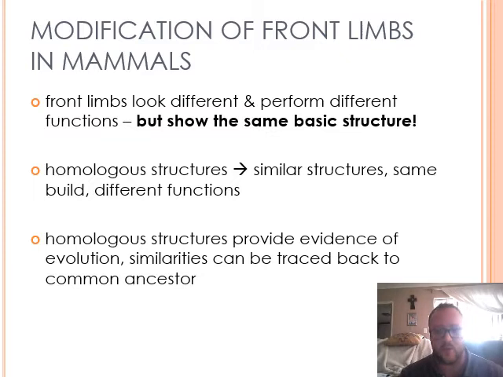They look different and perform different structures, but they show the same basic structure. So I want you to look at your arm from your shoulder down. You recognize that you have your upper arm, which is your humerus. You then have your forearm, which is your radius and ulna. Then you have your wrist bones, called your carpals. Then you have all the bits and pieces between where your knuckles are and your wrist is. Those are called your metacarpals. And finally, you have your fingers, and they are called your phalanges.